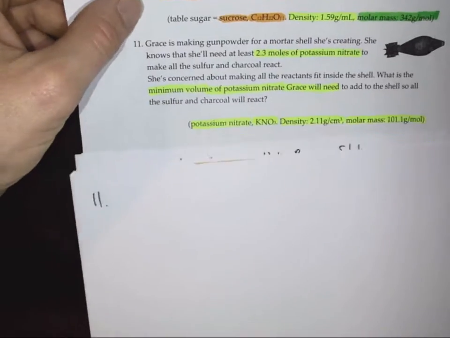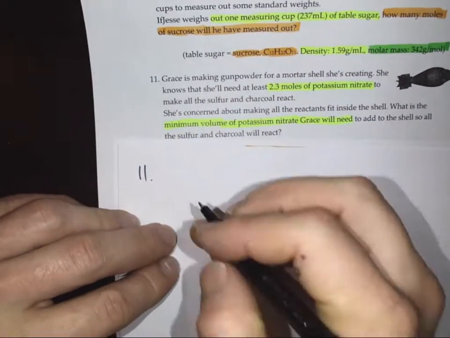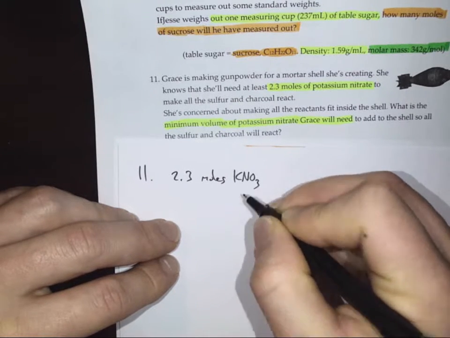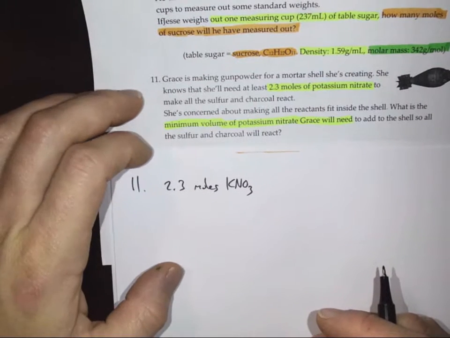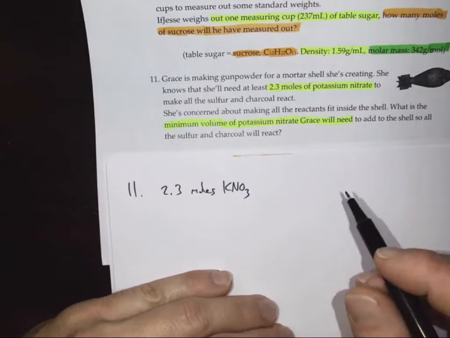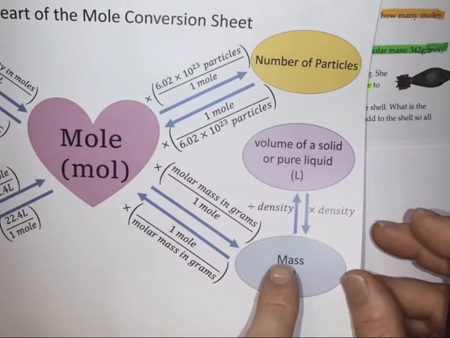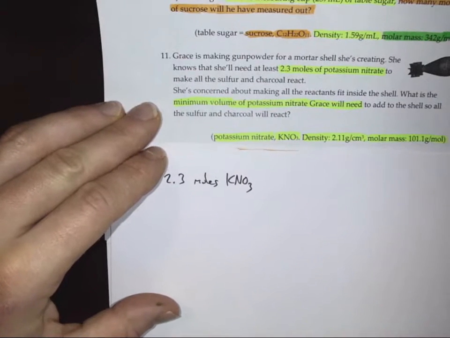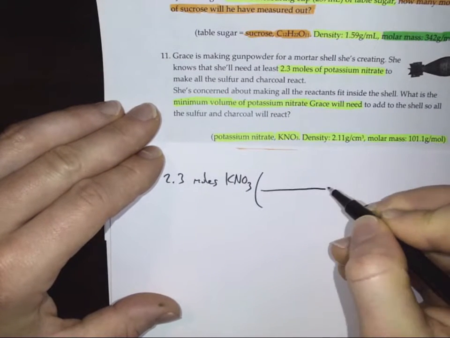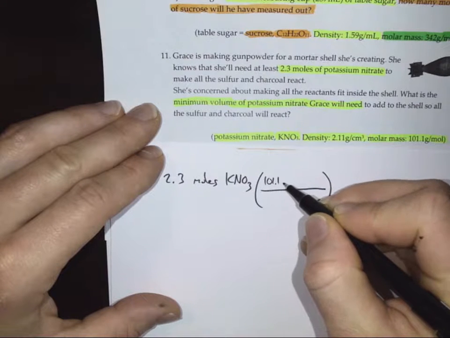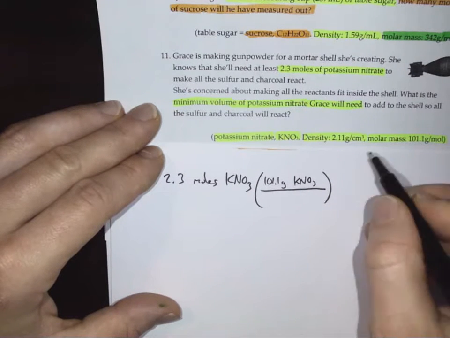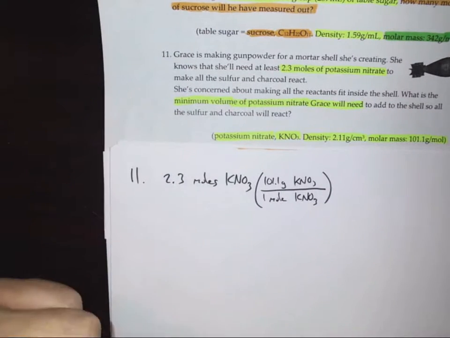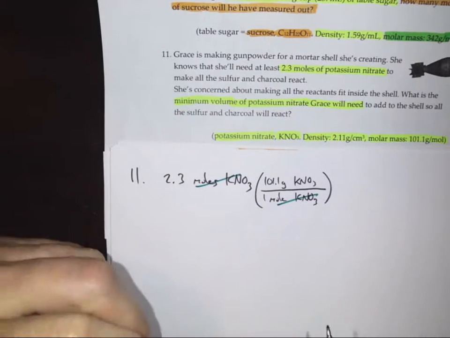So, the first thing we know is that we're beginning with 2.3 moles of KNO3, potassium nitrate. Okay. And I want to change my number of moles into a mass. And I'm going to use the molar mass to do that. And the molar mass is given. The molar mass is 101.1 grams for every 1 mole. So 101.1 grams of KNO3 for every 1 mole of KNO3. Okay, so that tells me the mass.